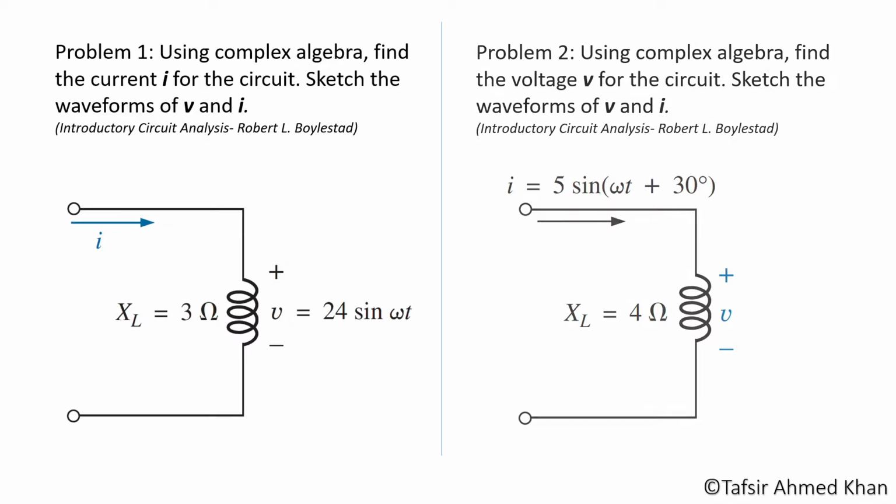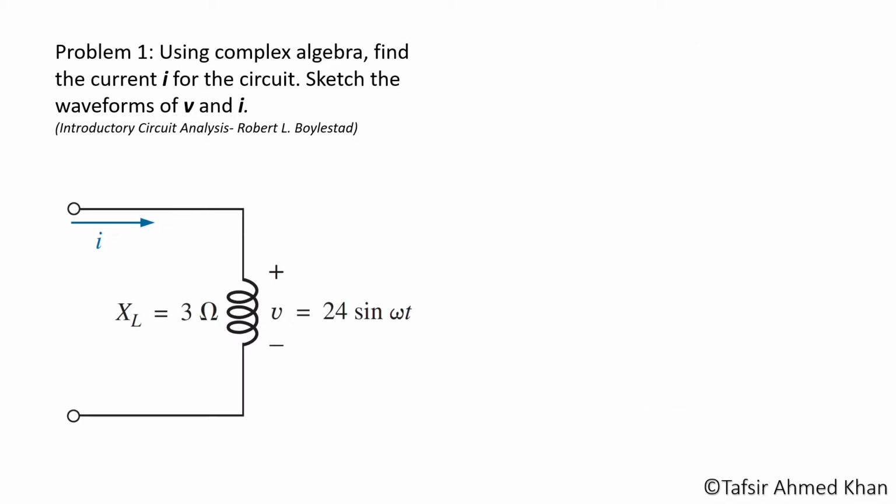In the first problem we can see the voltage is given as 24 sine omega t and the XL is given as 3 ohm. The XL is called reactance. If L is given, we have to find the reactance first, then we will convert that to impedance.